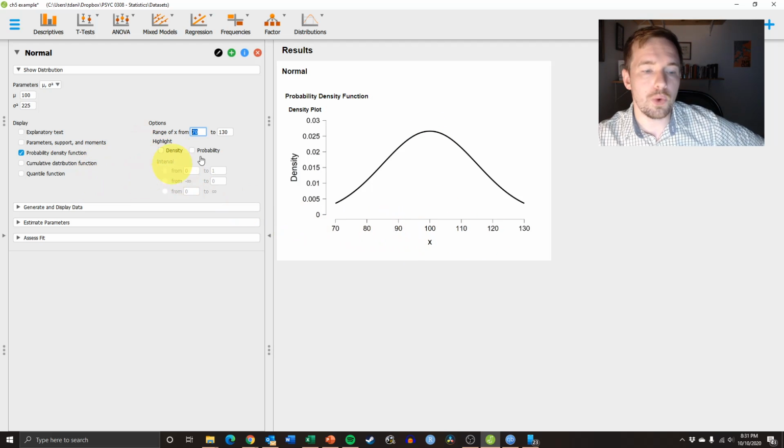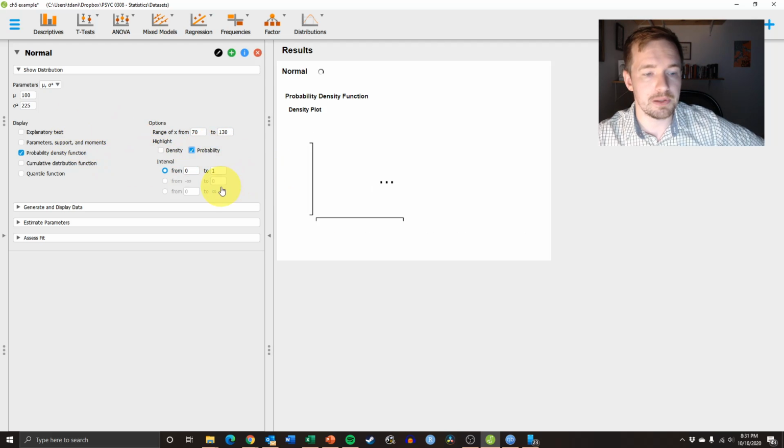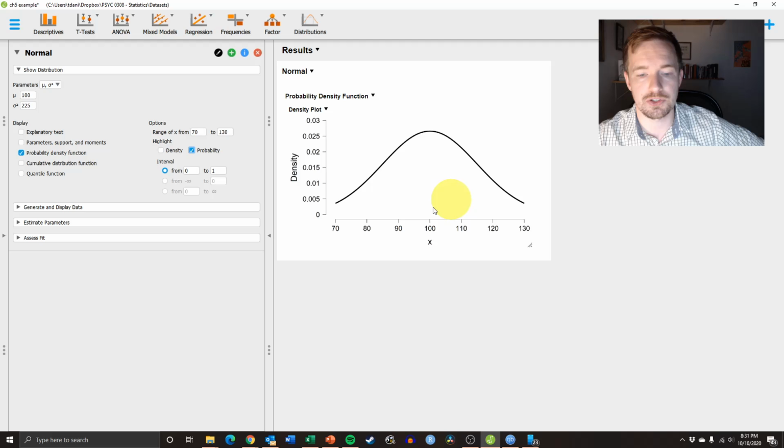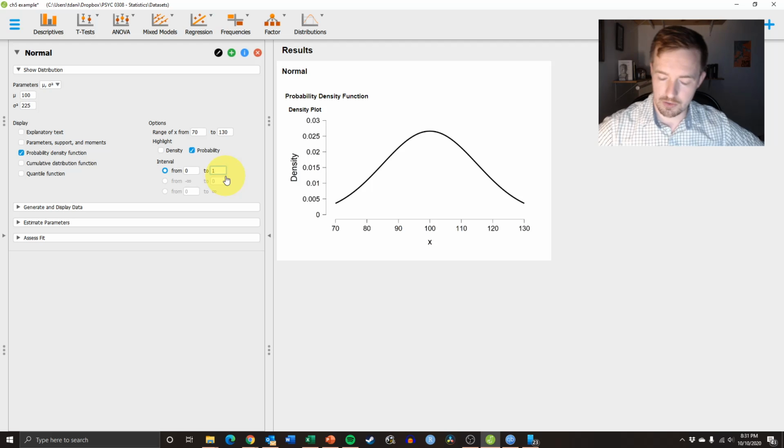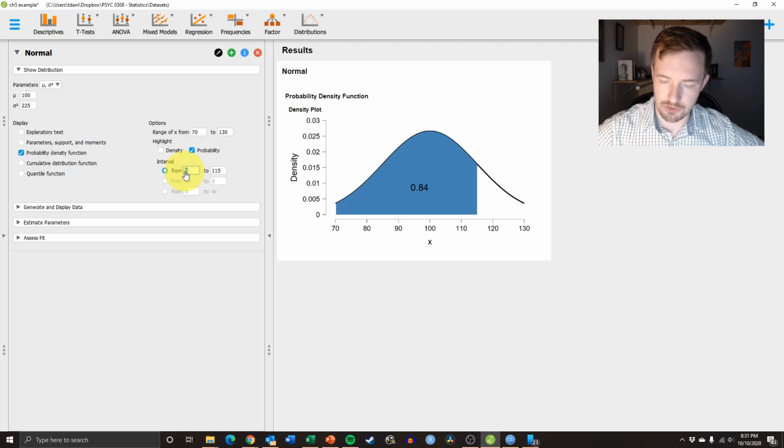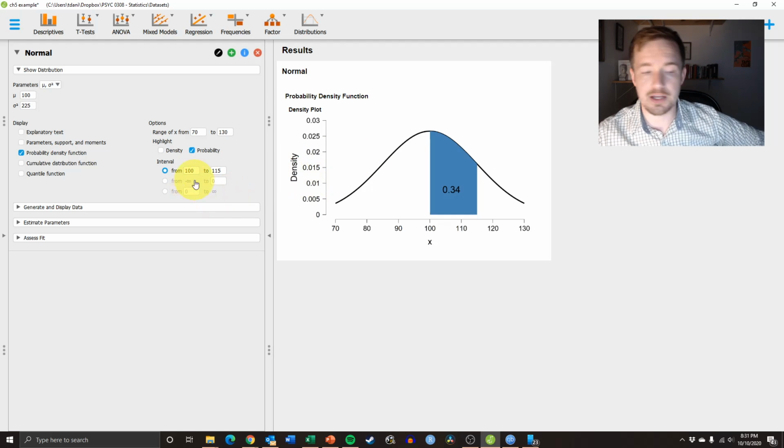Okay, so we can use this part of JASP to look at different probability functions based on the values that we give it. The way you want to do that here is you want to click on probability, and then it's going to give you the option to specify some values. So what can we do here? I'm going to do all the way from 115 to 100. All right, and so you'll see that it does it in real time.